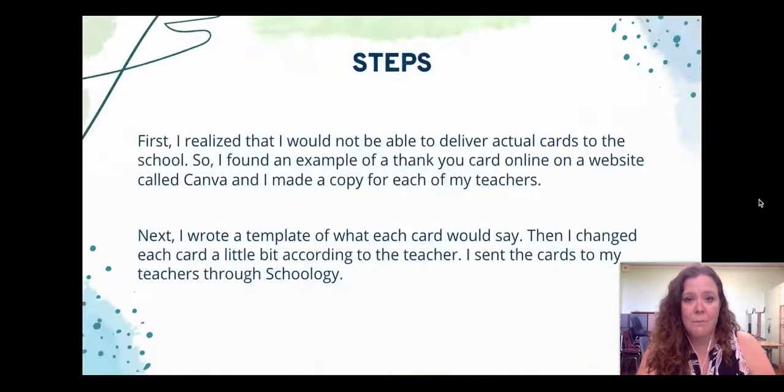So the steps. First, I realized that I wouldn't actually be able to deliver real cards because I'm still at home doing distance learning. So I had to do some more research and find out how I could do a thank you card that could be just emailed to my teacher. And I asked my advisory teacher, and she told me about a website called Canva.